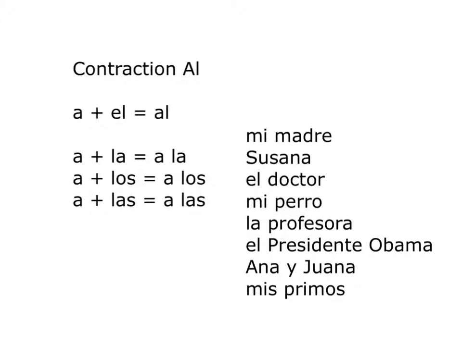Let's look at the contraction al all by itself. When you have a plus el, the a and el smoosh together and make al. The others, a la, a los, a las, stay the way they are. You don't have to worry about contracting them. In fact, you're not allowed to. So for some of these people over here, we'll need a. For some of them, we'll need al. For some, we'll need a la, a los, or a las. Shall we give them a try? Let's try making questions with them with conocer.